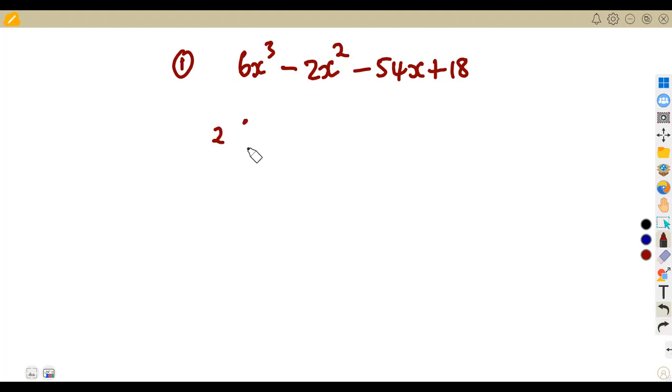So if I factor out 2, that means I'm going to divide 6 by 2, which is 3. So I'm going to be left with 3x cubed. Minus 2 divided by 2, that will be minus 1, so that's minus x squared. Minus 54 divided by 2, you are going to get negative 27x. You do the same thing. This is 18. So 18 divided by 2 is going to give you a positive 9.